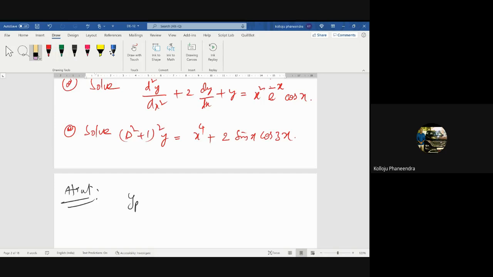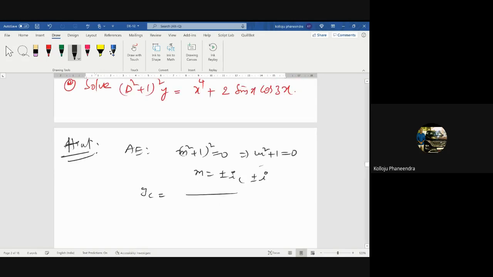Let me tell you yc also for this problem. What is the auxiliary equation? The auxiliary equation is (m square plus 1) whole square equal to 0. So m square plus 1 equal to 0, two times. Done. m equal to plus or minus i and plus or minus i. You write yc. Done.